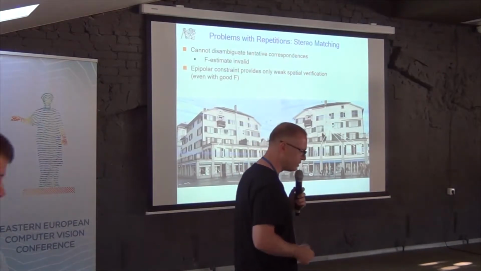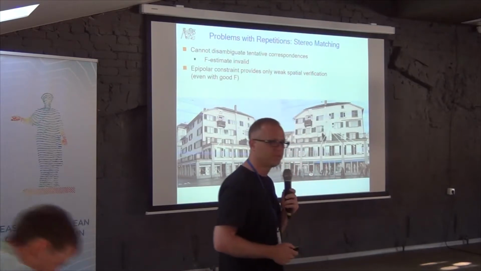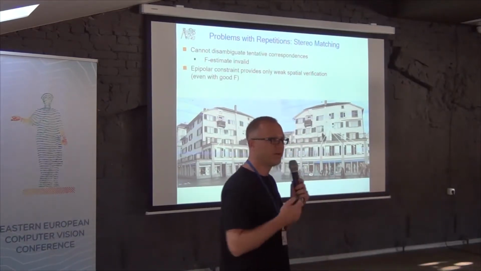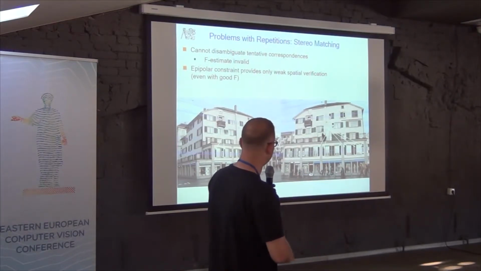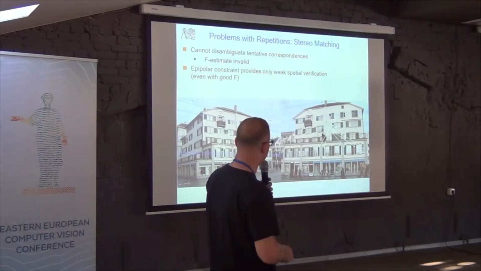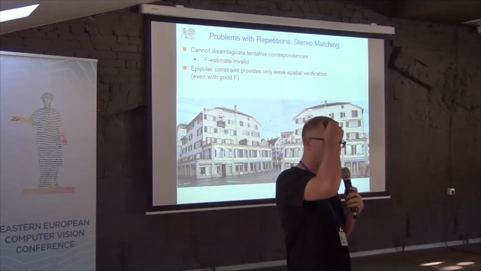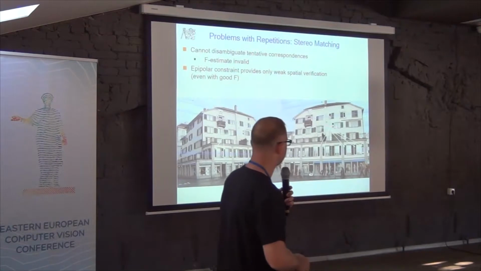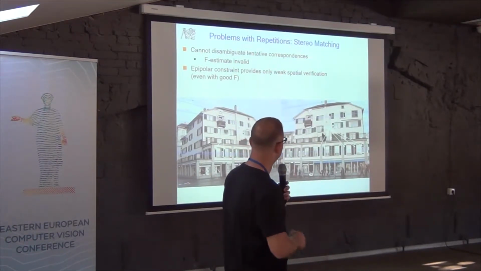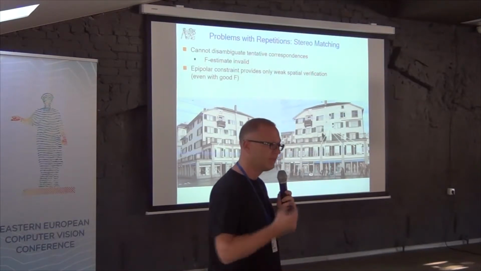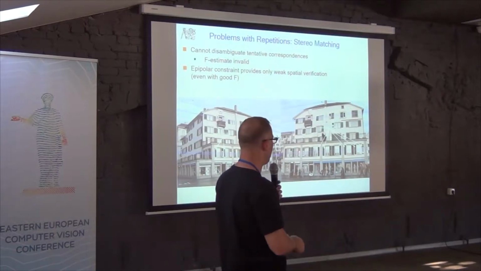A little motivation. Why do repetitive patterns cause problems with classical vision algorithms, or even the state of the art? Let's take the epipolar geometry problem. We have a two-view relation between two images, a left and right, a stereo pair. If you estimate the two-view relation as a fundamental matrix, it will transfer a point from the left image to a line in the right image.